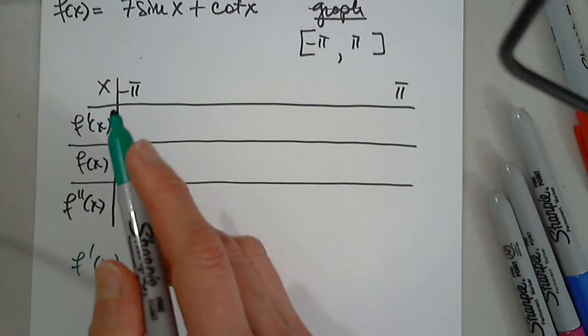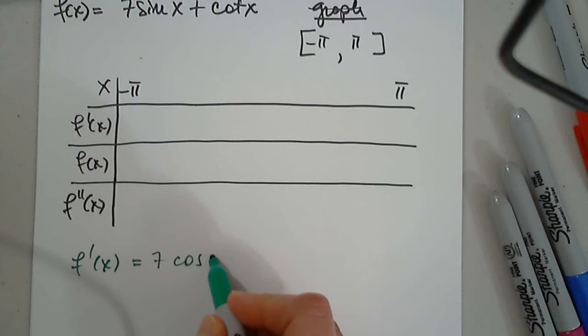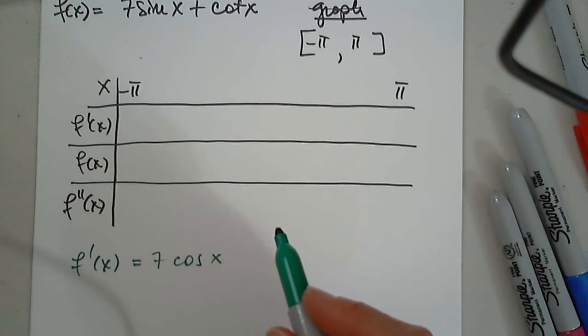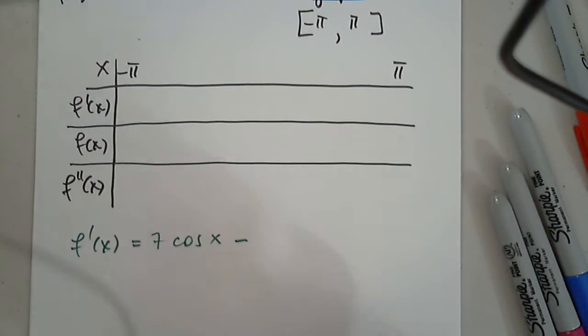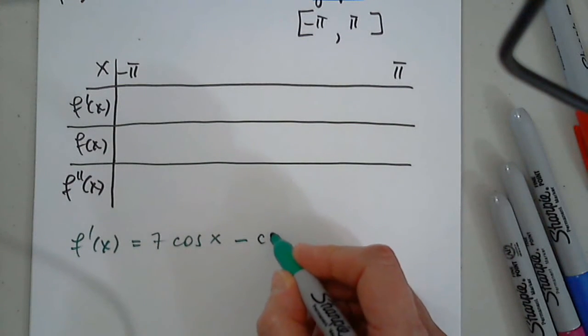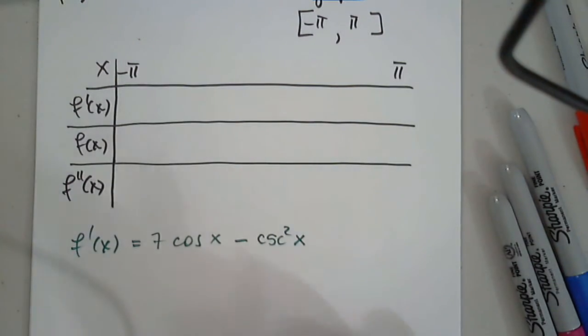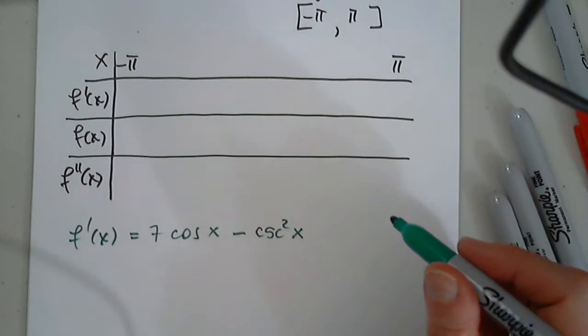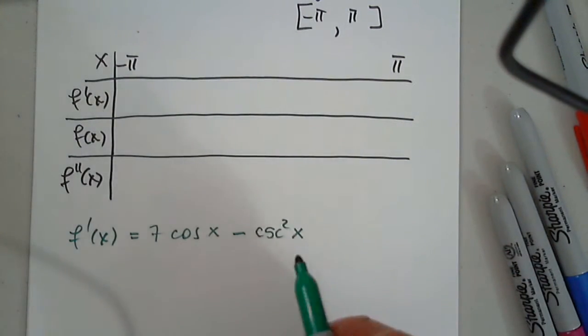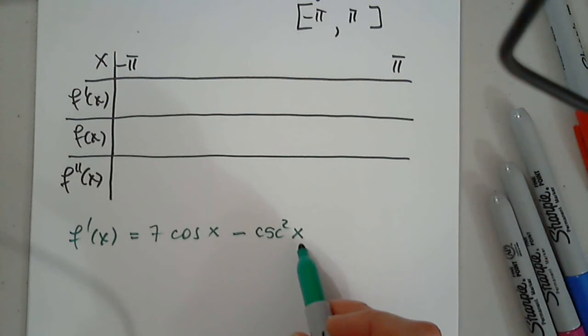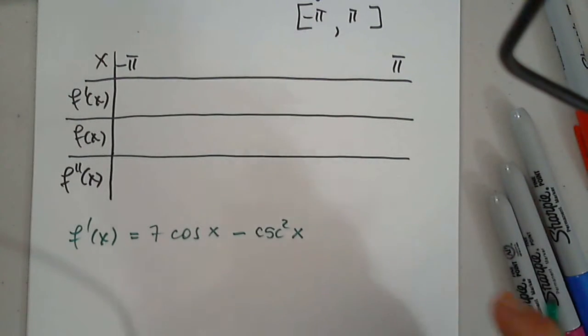So f prime of x is 7 cosine x. And then cotangent, can anyone give us the formula for the derivative of cotangent? Was it secant squared? Cosecant squared. Right? So sine prime is cosine, cosine prime is negative sine, tangent is secant squared, cotangent is negative cosecant squared, secant is secant tangent, and cosecant is negative cosecant cotangent. Is that okay?